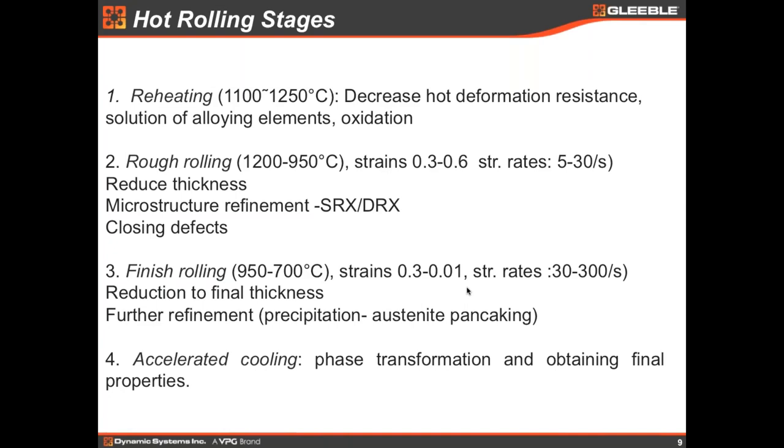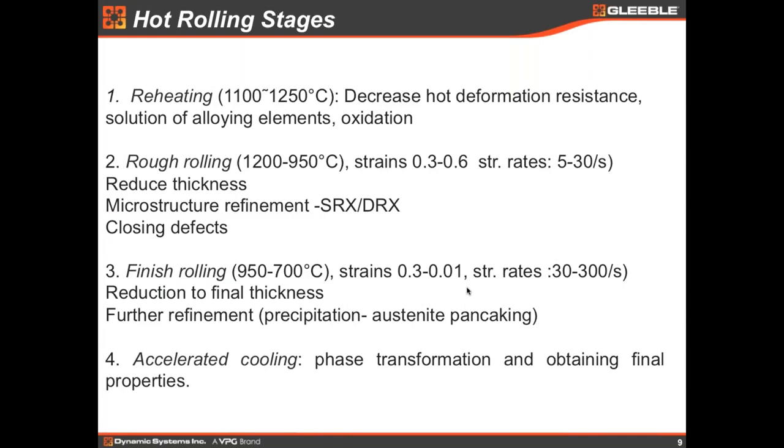So the idea here is to apply high strain to reduce the thickness, with low strain rates, 5 to 30, which are typical strain rates in rough rolling. So the aim is to reduce the thickness and to apply heavy reductions, also to have a microstructure refinement, and also closing the defects of continuous casting. You can have voids, you can have some segregation inside this slab, and also you have the as-cast microstructure formed of dendrites. So you can get rid of that by homogenizing the microstructure and creating a structure of grains.